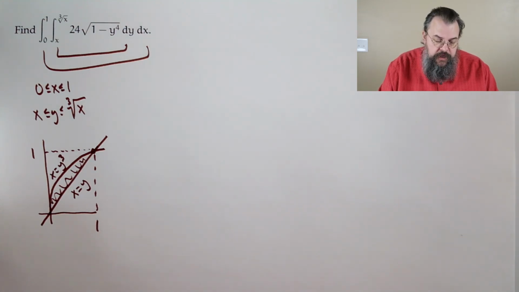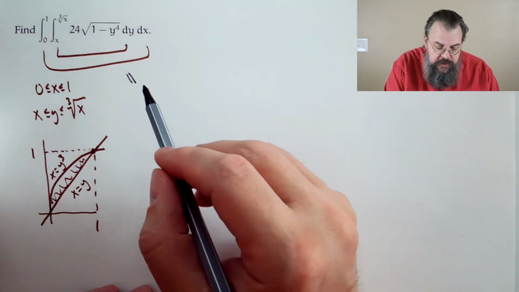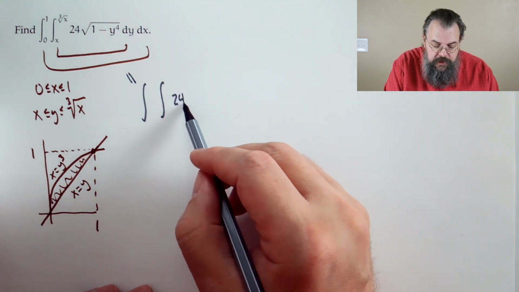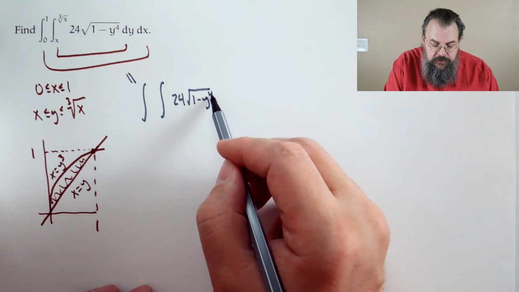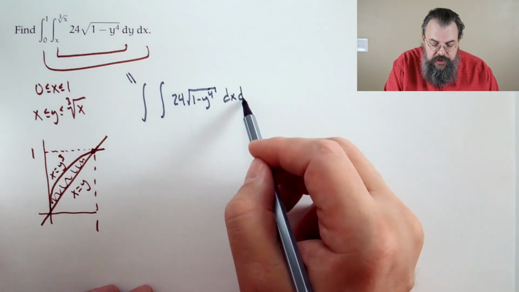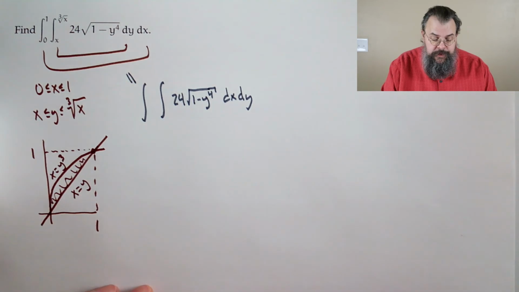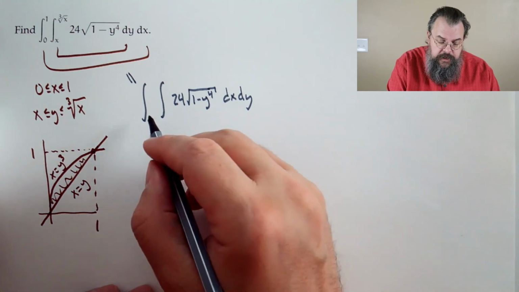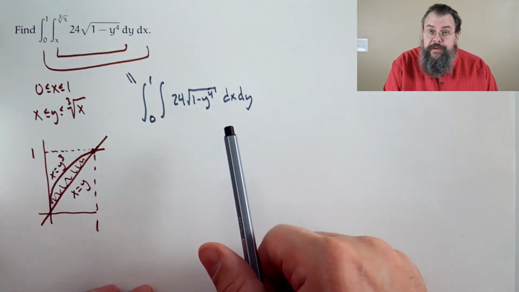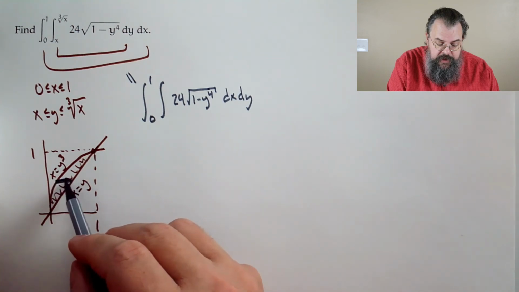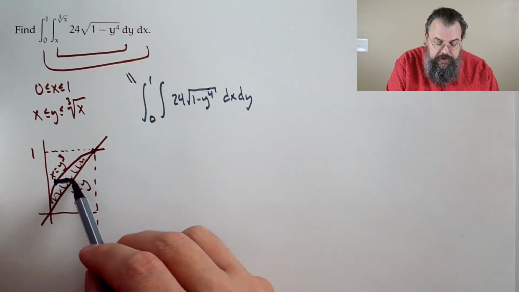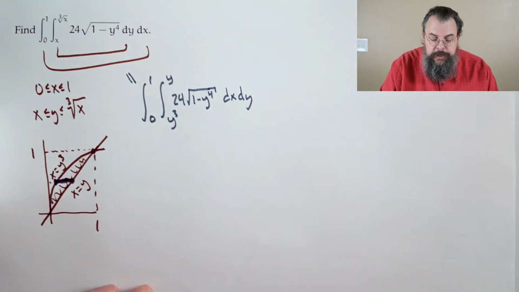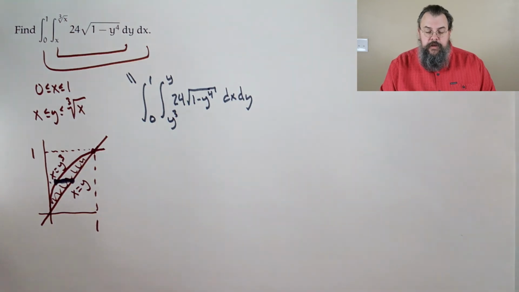So what do we get? Well, this will become the integral of 24 square root 1 minus y to the fourth dx dy, because we're switching the order of integration. Where does y go from? Low value to high value, 0 to 1. Where does x go from? Well, if I add a particular value for y, from low value to high value, left to right, from x equals y cubed to x equals y. And so there we go.